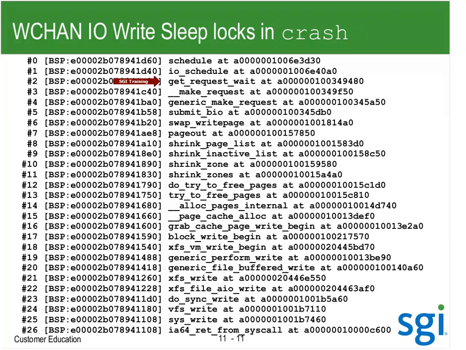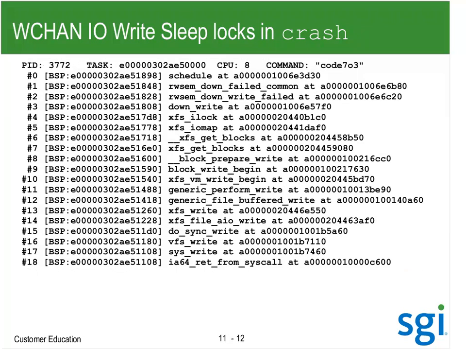This is why I like having access to the stack trace. Any questions on this? This one's just doing a write. So here we're writing. We figure out a generic file. We do our block write begin. No memory trim going on here. No contention to get it. I get my XFS blocks. I map it to the device. I lock the inode, and then I start writing.